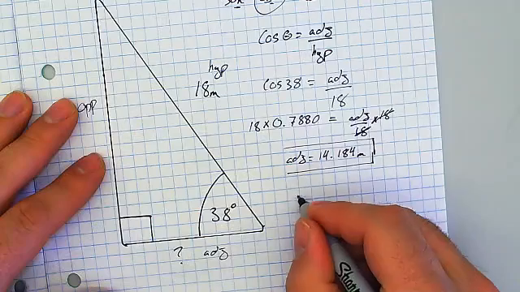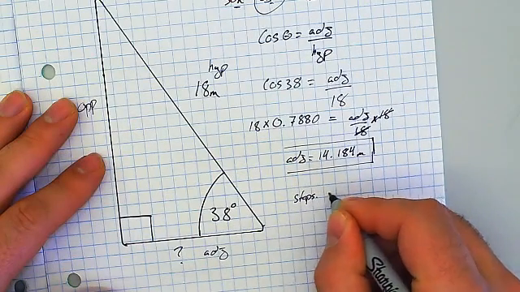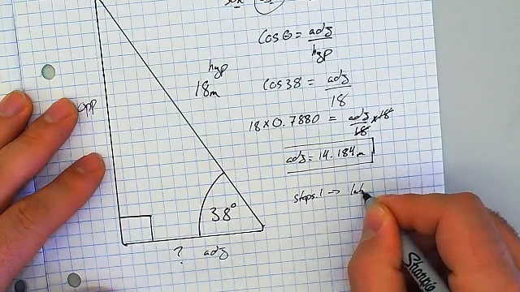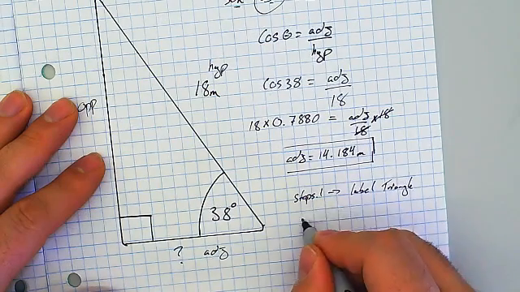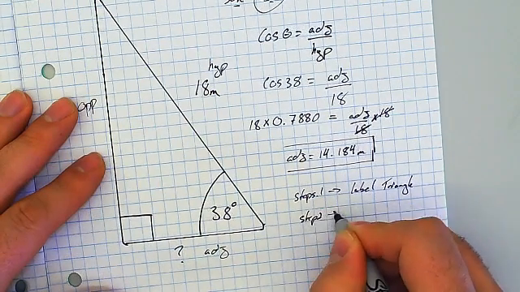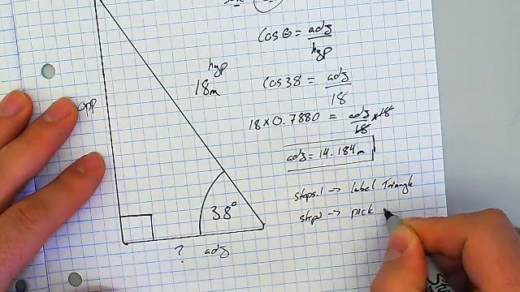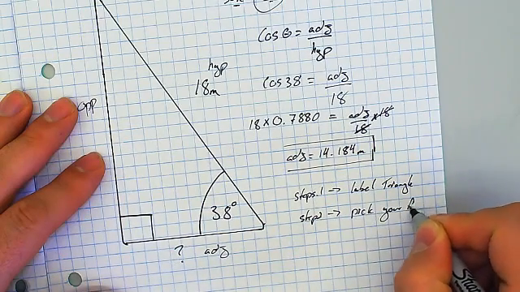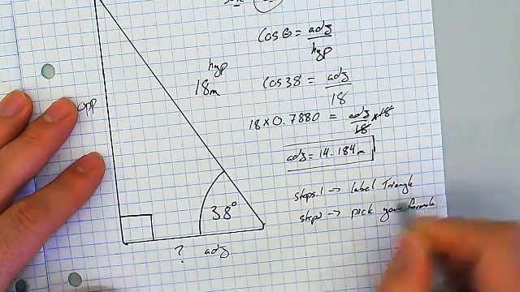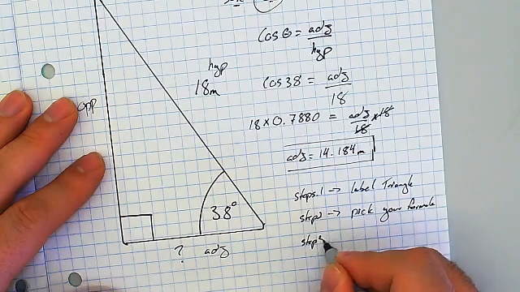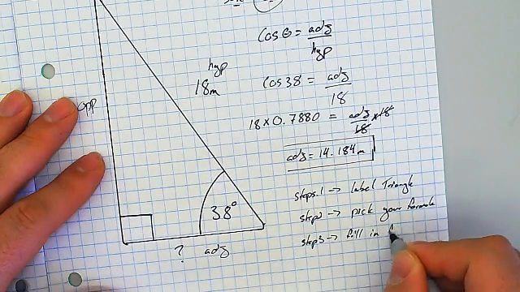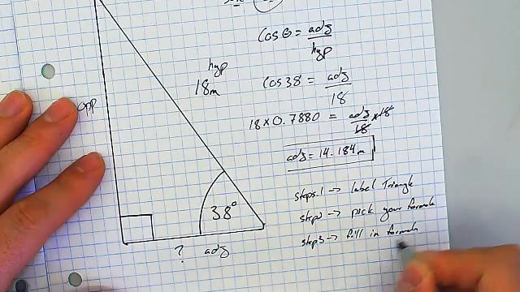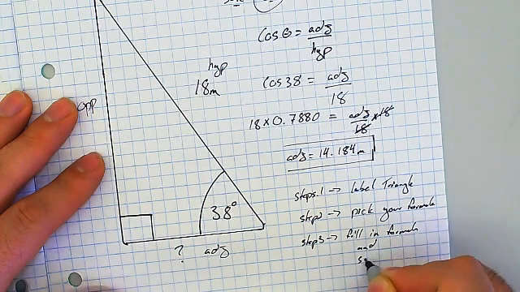So again, the steps for solving are really simple. Step one is you're going to label the triangle. Step two is going to be to pick your formula. And step three is to fill in the formula and solve.